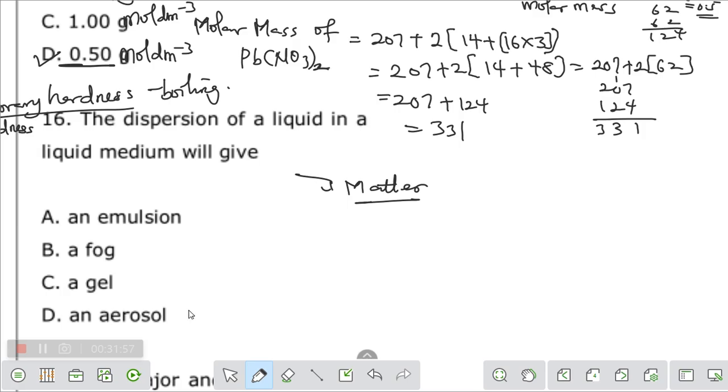I taught you this, that aerosol is liquid dispersed in gas. Gel is a solid dispersed in liquid. Fog, what is fog? Fog is like gas. That's to do with gas. Emulsion is now what? Liquid dispersed in liquid. So that's the answer. The answer cannot be gel, because gel is a solid dispersed in liquid.